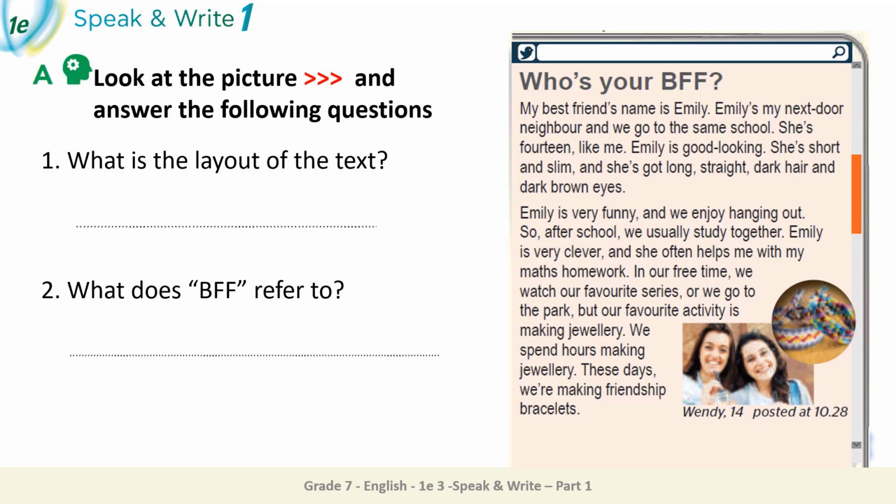Let's start. Exercise A. Look at the picture and answer the following questions. Question number 1. What is the layout of the text? It means, what can you see in the picture? That's correct. It is a post on a website.